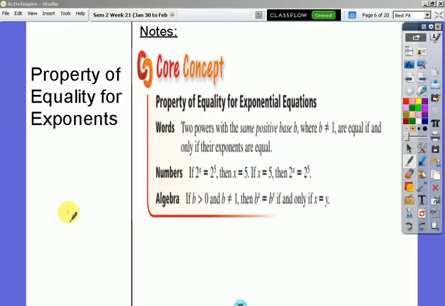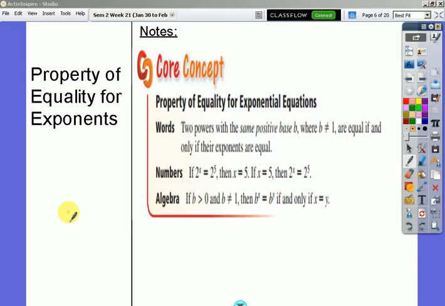Alright, so core concept, property of equality for exponents. We have a property of equality just like we have for the regular linear equations that we looked at. Now we're looking at equations with exponents. It says that two powers of the same positive base b, where b cannot equal 1, are equal if and only if their exponents are equal.